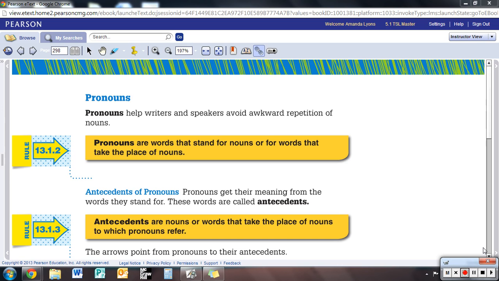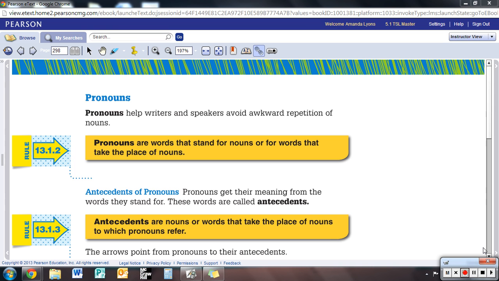Today we're going to take a look at pronouns. In your book, we are on page 298 if you want to follow along. So here we go. We're taking a look at pronouns, and you can see at Rule 13.1.2 in the yellow, pronouns are words that stand for nouns or for words that take the place of nouns.